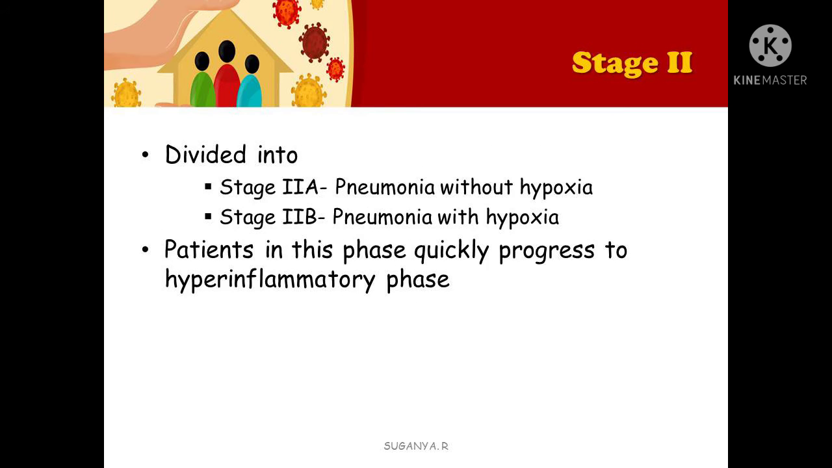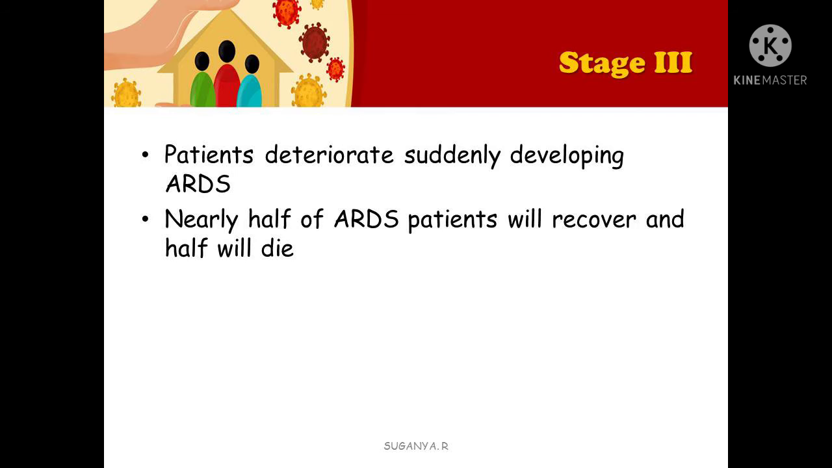In the pulmonary stage, the immune system becomes strongly affected by the infection and it leads to problems in breathing and blood clotting. It is divided into stage 2A, pneumonia without hypoxia, and stage 2B, pneumonia with hypoxia. Patients in this phase quickly progress to the hyperinflammatory phase. In the hyperinflammatory phase, a hyperactivated immune system causes injury to the heart, kidneys, and other organs. Cytokine storm occurs at this stage where the body attacks its own tissues. The patient deteriorates suddenly, developing ARDS. Nearly half of the patients with ARDS die.